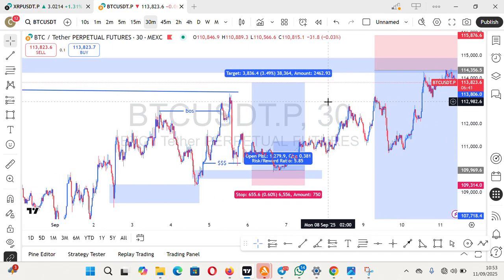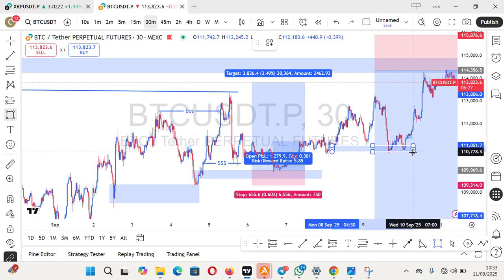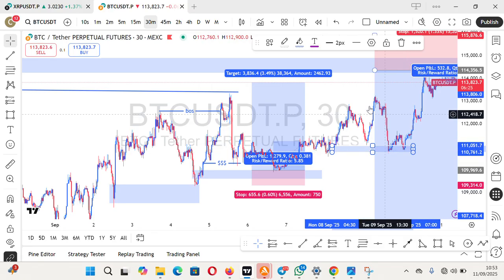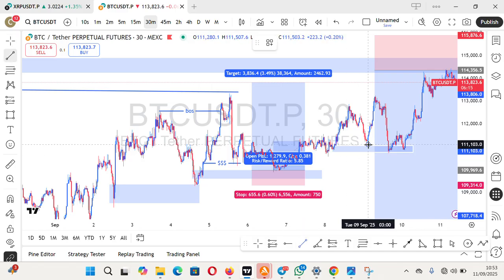If not, I could have taken another re-entry from here too. Even if I was not busy, I could have taken another entry from around this zone, using my liquidity, and still targeted this place. So here, you mark out your liquidity. You can see it didn't touch the point of interest, the order block. So you mark out here as your liquidity, which is the pullback.